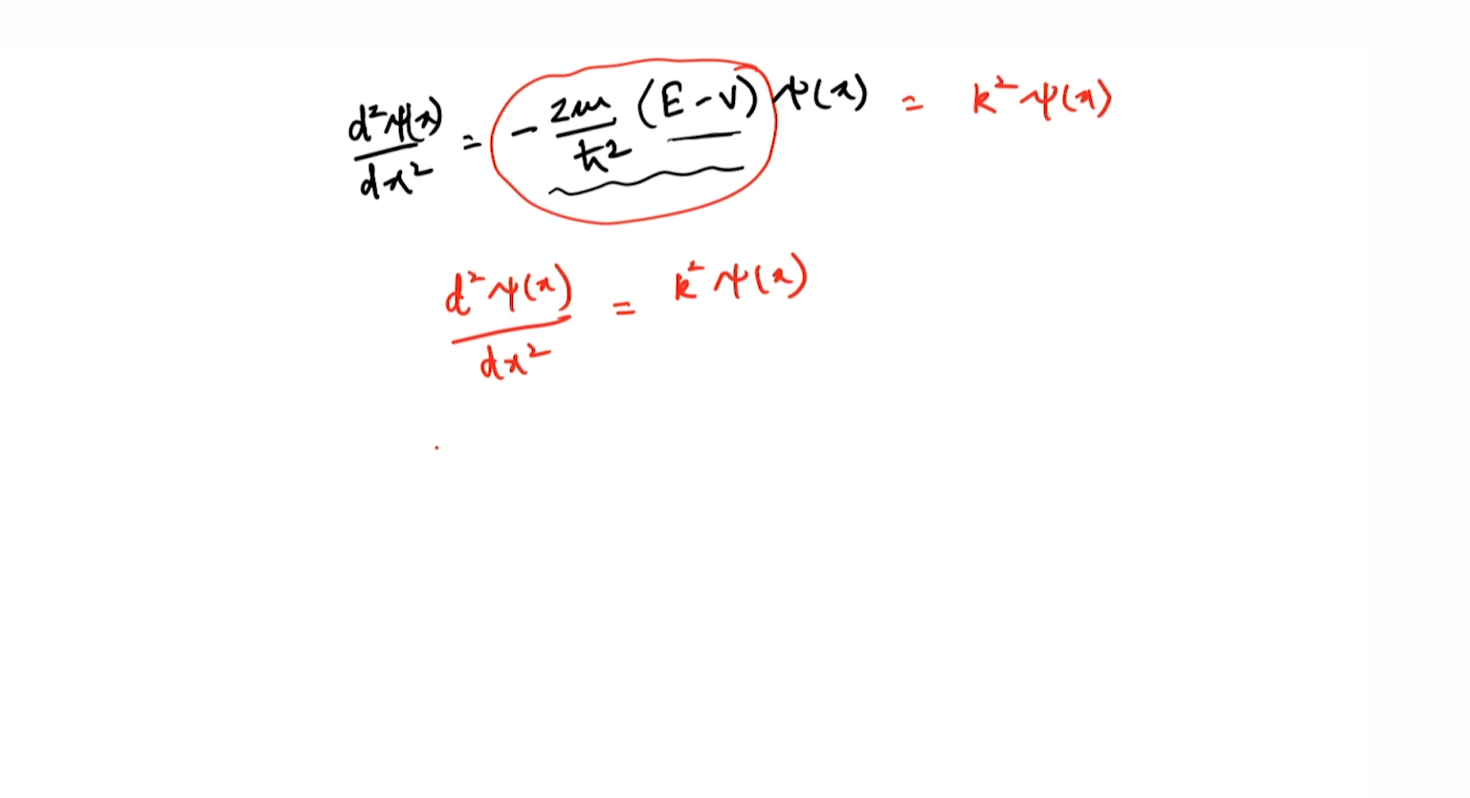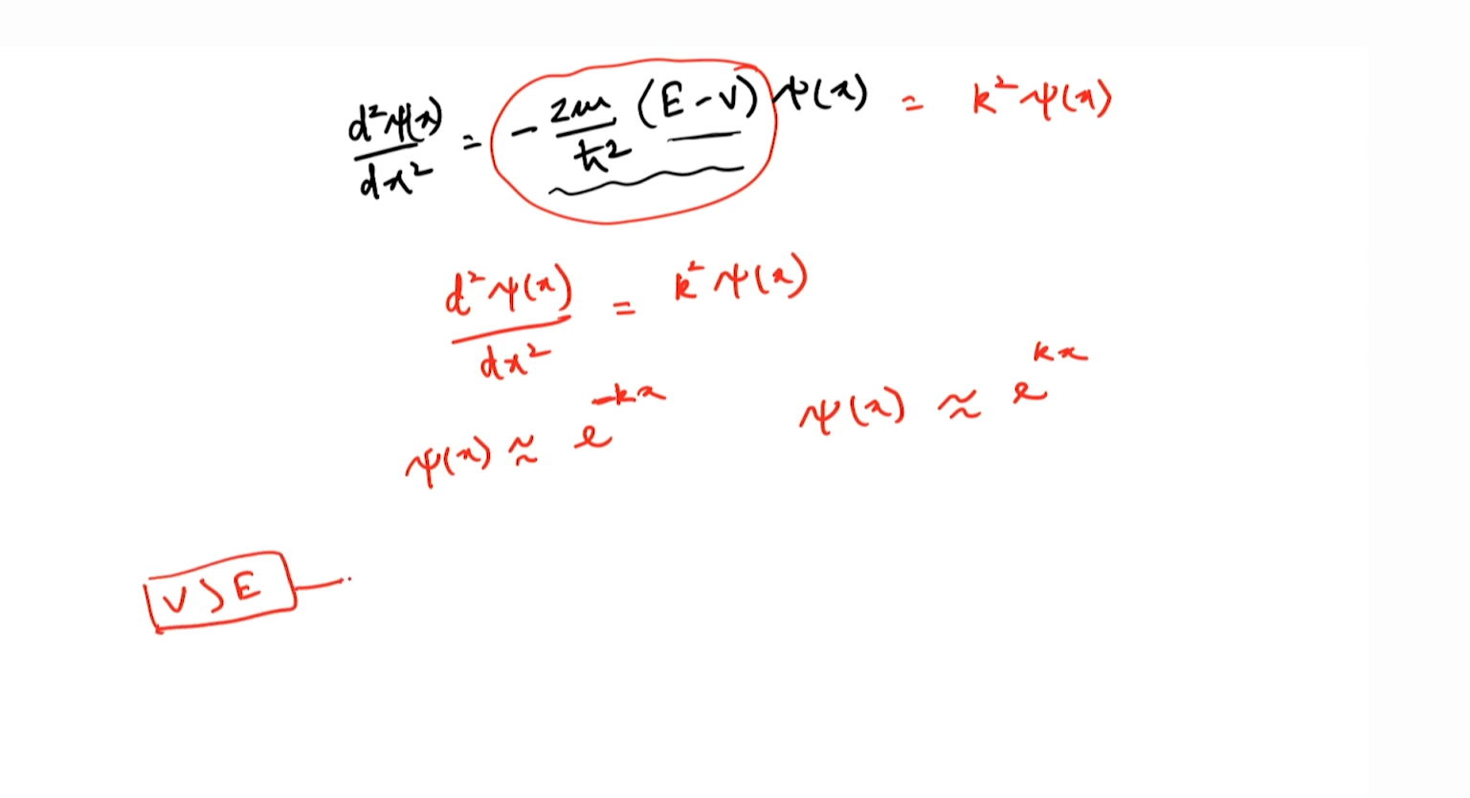So, there are two possible solutions of psi x. One is psi x is approximately equal to e to the power minus k x, or psi x can go like e to the power k x. Now, the condition is that V is greater than E. So, this implies in the classical picture, classically, that the particle is forbidden to be there.